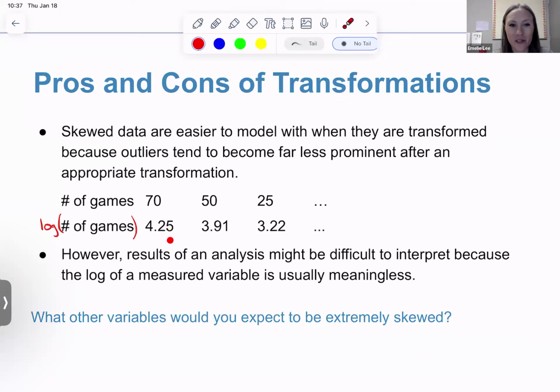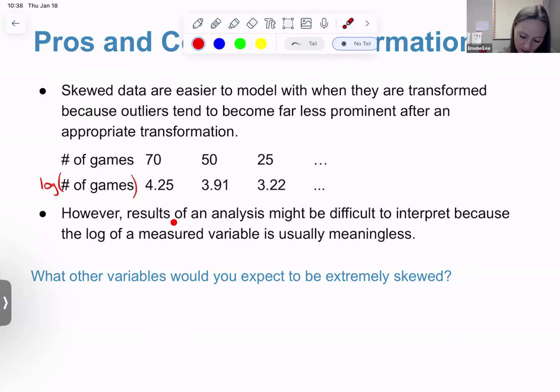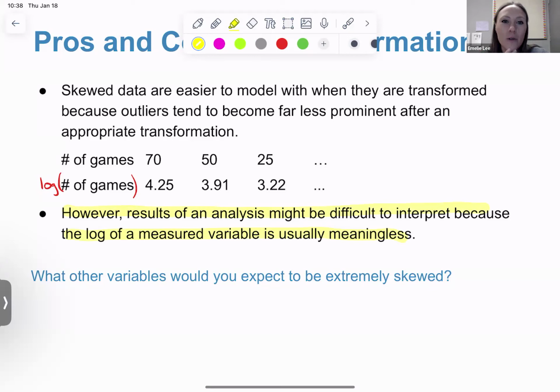The log of 70 is 4.25, and I can't tell if they've used log base 10 or log base E. It actually doesn't matter as long as you're consistent. The results of the analysis might be difficult to interpret because the log of a measured variable is usually meaningless. If you say the log of this was 4.25, that doesn't mean anything to me, so you'd have to untransform it. But it is a helpful tool and something to remember if you're dealing with very skewed data, though not something that I would test you on.